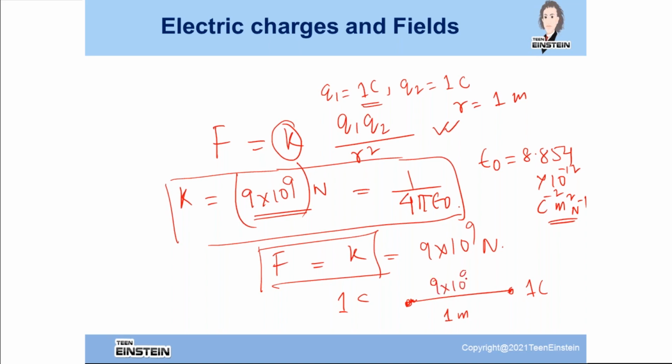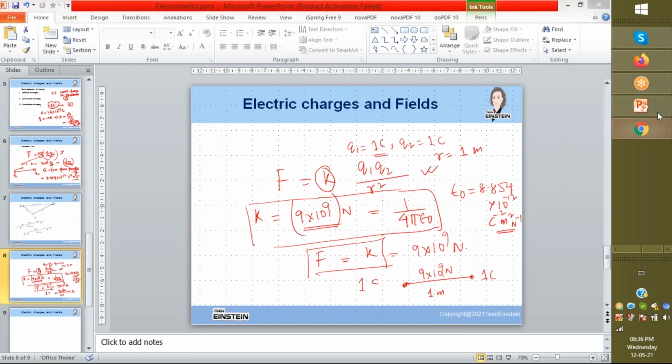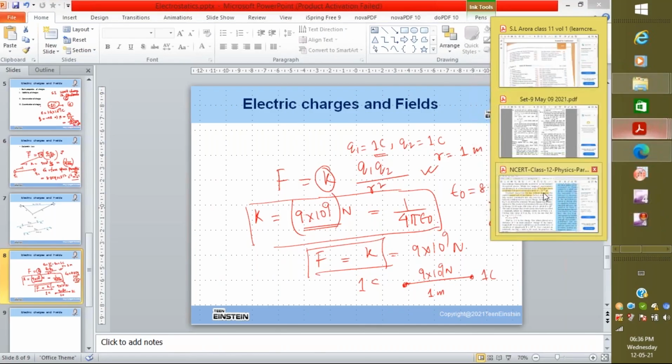If I take 1 Coulomb here and 1 Coulomb there, and keep them at 1 meter away from each other, then the force of repulsion, if these are positive, will obviously be repulsion. This force has a magnitude of 9 into 10 to the power 9 Newton. That means if I keep two charges 1 meter away, and the Coulomb force between them is 9 into 10 to the power 9, that amount of charge can be called 1 Coulomb. Understand?